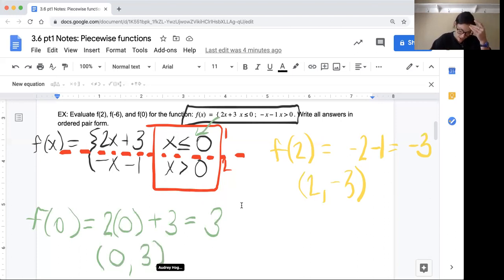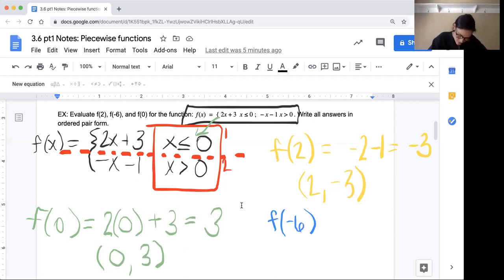And then finally, f of negative 6, I guess I did this in an odd order, but that's okay. F of negative 6, okay, where's negative 6 going to fall? In the domain of function 1 or function 2? And again, they're not actually separate functions. So when I say function 1 and function 2, it's all just one function, but sometimes it helps to think about them as separate when we are evaluating or graphing.